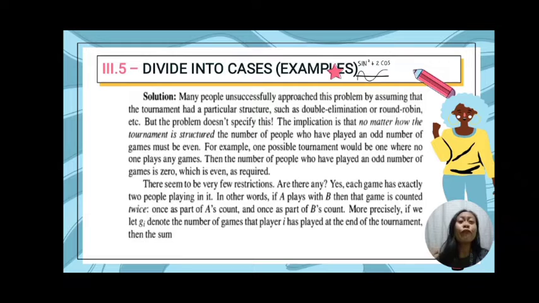So the case number 1, for example, one possible tournament would be one where no one plays any games. Next case, then the number of people who have played an odd number of games is 0, which is even as required. There seem to be very few restrictions. Are they any? Mayroon ba? Yes. Each game has exactly 2 people playing in it.